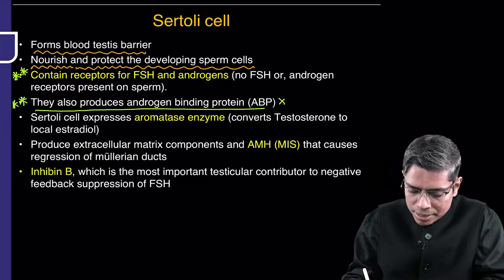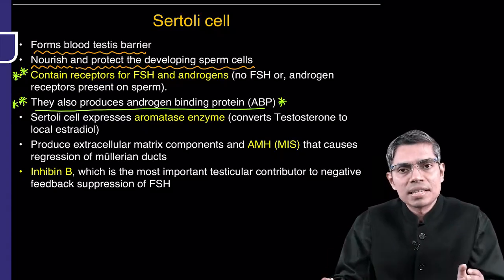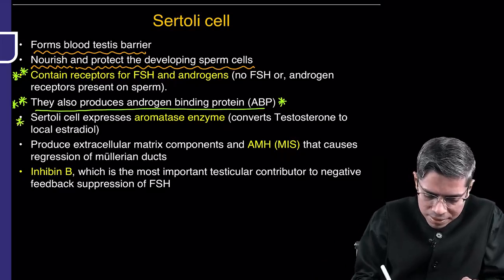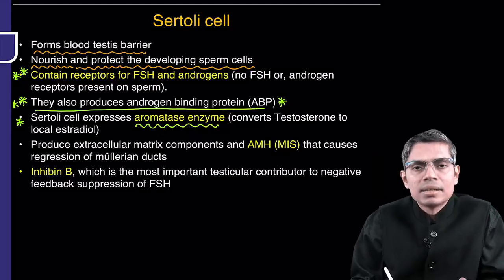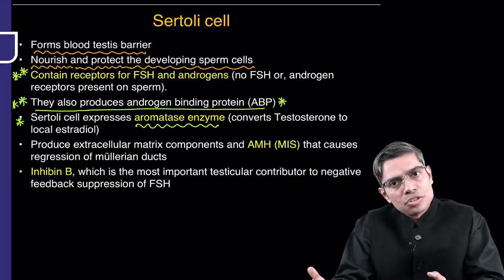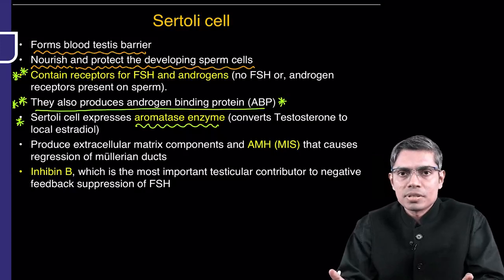It is prevented by binding of this testosterone with a binding protein, and who is secreting that binding protein? Sertoli cell. Then Sertoli cell also expresses aromatase enzyme. I told you that, and this aromatase enzyme is going to convert testosterone into estrogen. Estrogen has a separate role, testosterone has a separate role for the process of spermatogenesis.